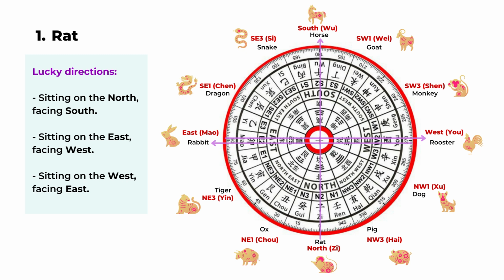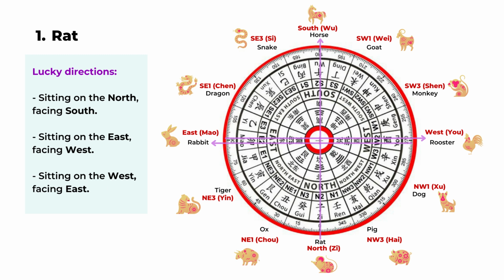Now let's look at the lucky directions for the rat. For all the lucky directions, it's related to east-west or north-south. And there are always 3 lucky directions. For the rat, you can see the picture here. The first one is sitting on the north and facing south. And the second and third one are either sitting east or west and facing east or west. So for the animal sign of the rat, the east-west are always the lucky directions.